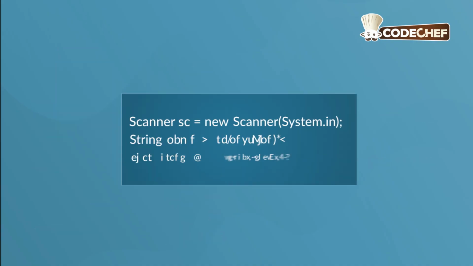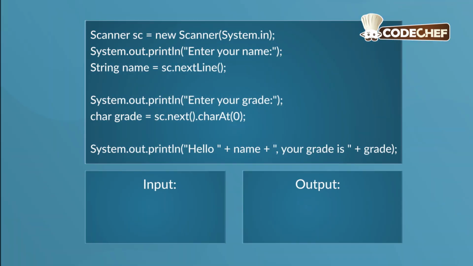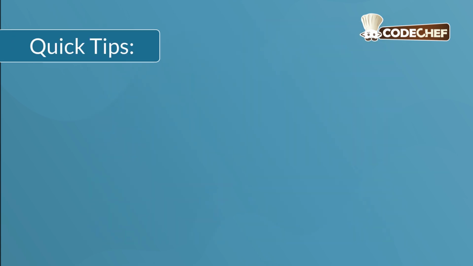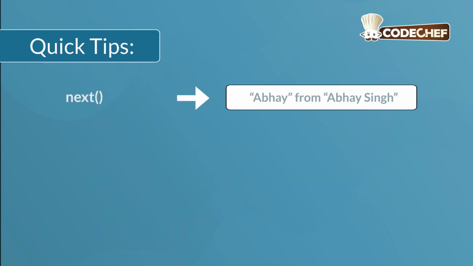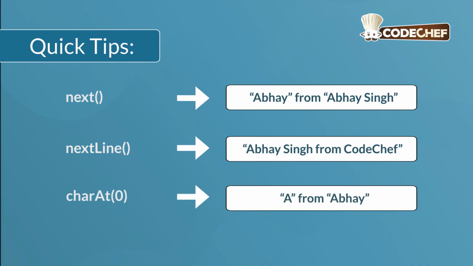In Java, you can read user input using the Scanner class. For strings, we use next or nextLine. And for single characters, we take a string first, then use charAt(0) to get its first letter. Let's see this in action. When the user types their name and grade, the output will say, "Hello, Abhay, your grade is A." Quick tips. Use next for a single word, nextLine for full sentences, and charAt(0) for a single character.